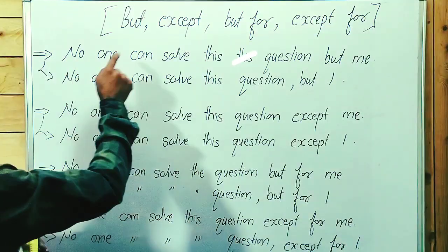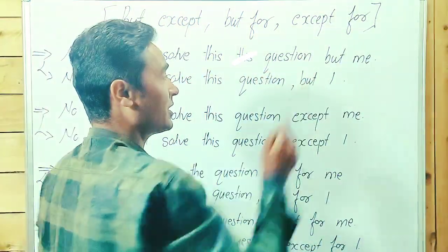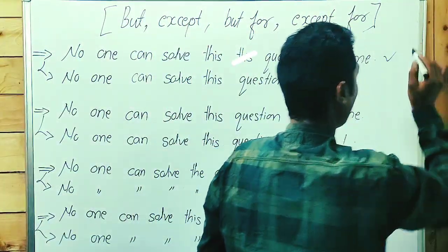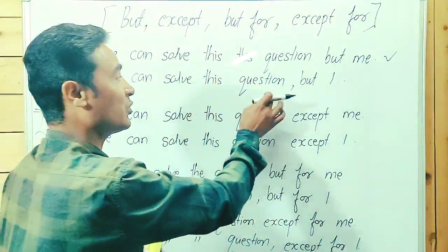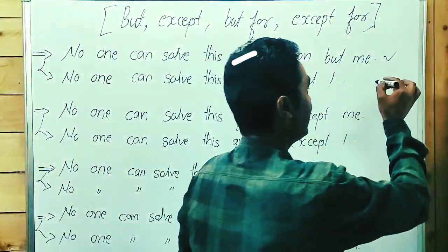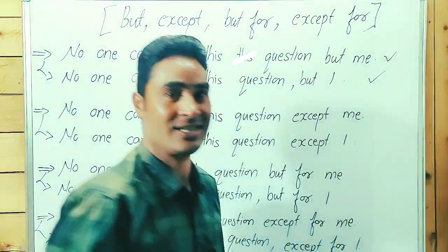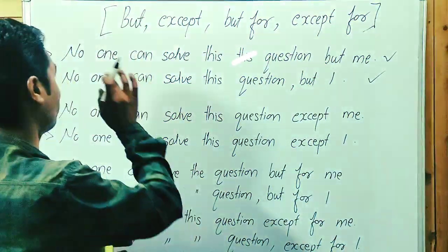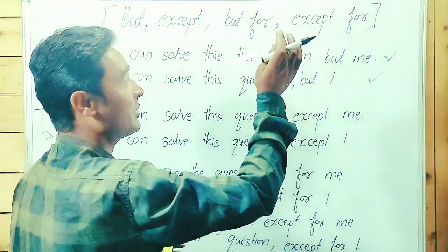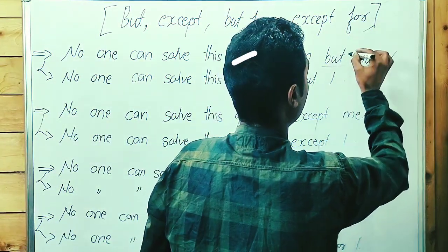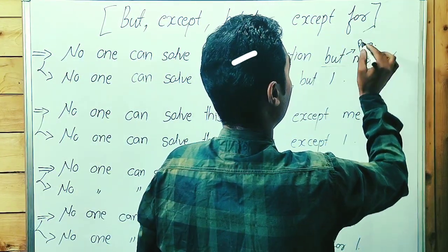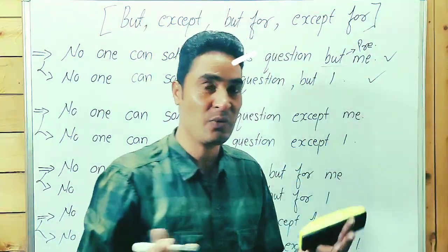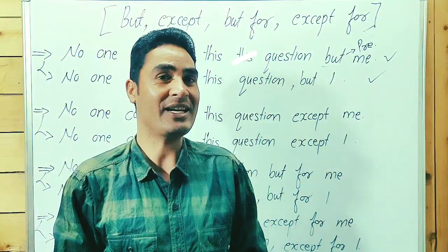Here, no one can solve this question but me. It's a correct sentence. No one can solve this question but I. It's also a correct sentence. But why? Guys, point to be noted. No one can solve this question but me. But is over here a preposition. I'm so sorry, I'm writing roughly over here. It's a preposition. After a preposition, we use the objective case of the personal pronoun.